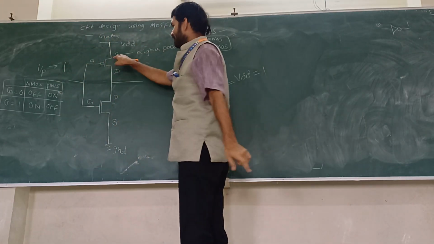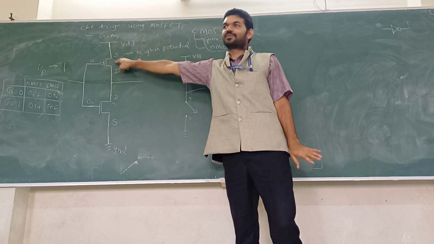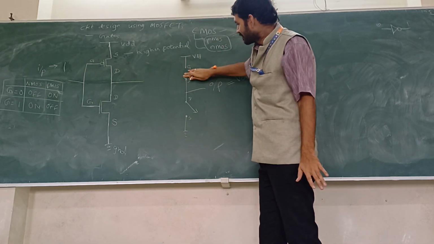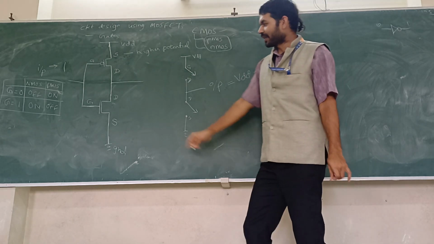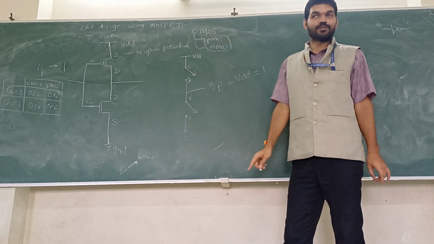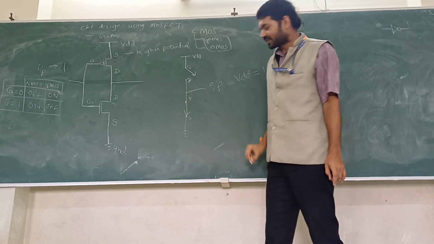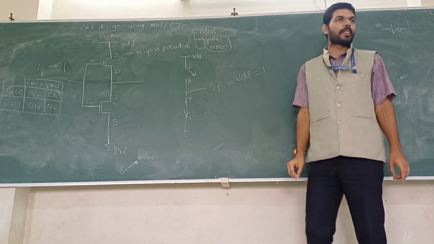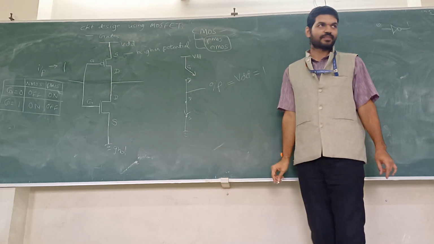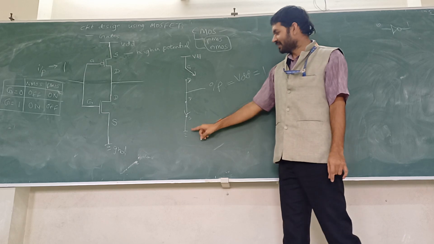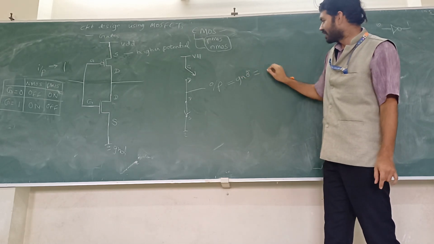What about PMOS? On or off? Off. Off means open circuit. What about NMOS? NMOS is on. On means closed circuit. Now you just observe: is the output connected to VDD or ground? Ground. So what is ground actually? 0. So it is connected to ground, or the answer is 0.